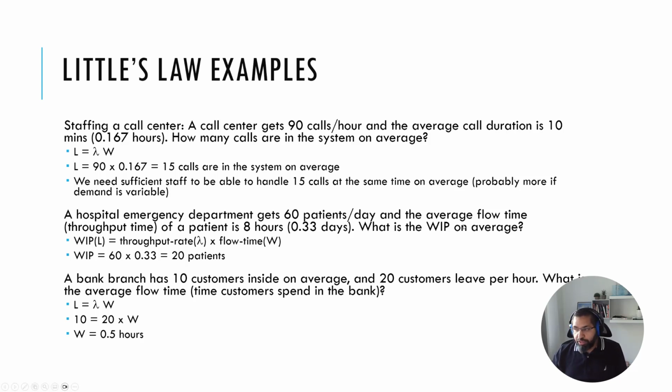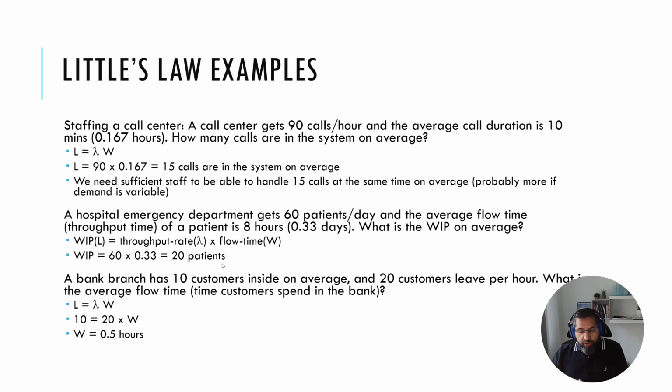What is the work in process on average? So how many people are there in the emergency department on average? Because that may help us determine the size of the emergency department, how many beds you need in it, things like that. So the WIP will be equal to throughput rate, which is 60 patients per day, times the flow time, which is 8 hours, but we have to put it in days, not hours. So that's 0.33 days. And when you multiply them, you get 20 patients. So on average, there are 20 patients in the emergency department.